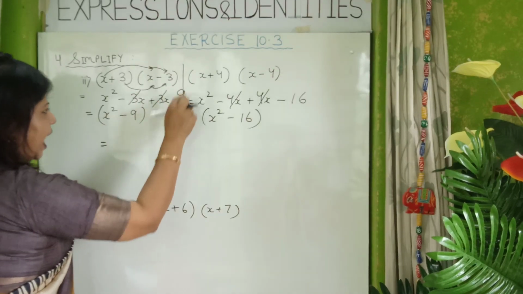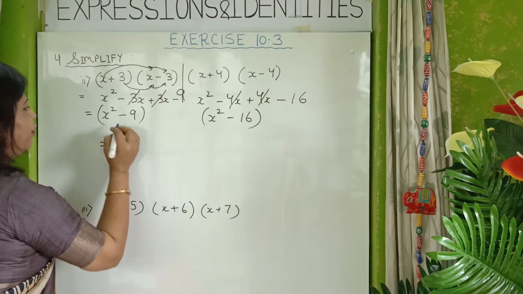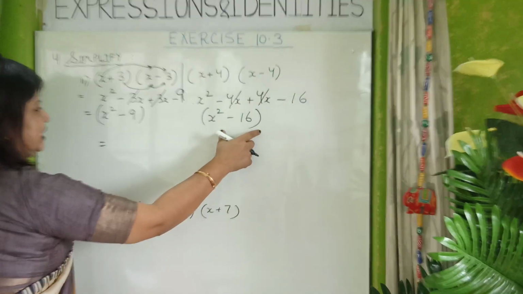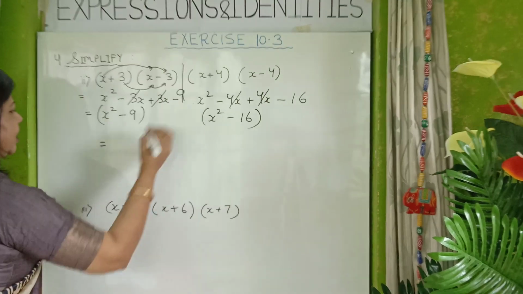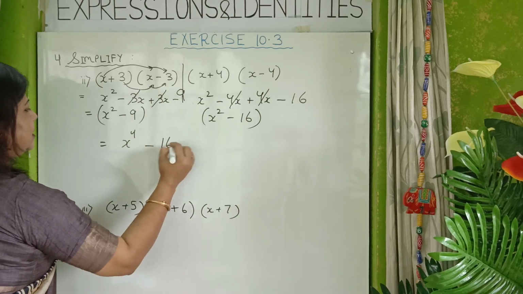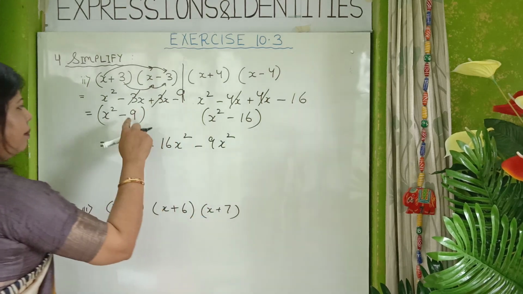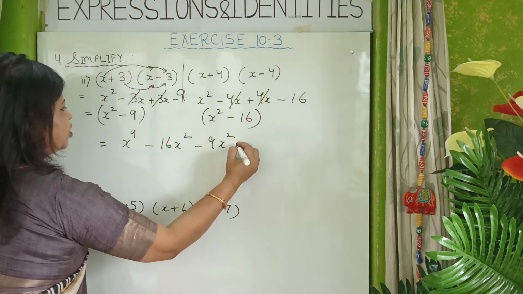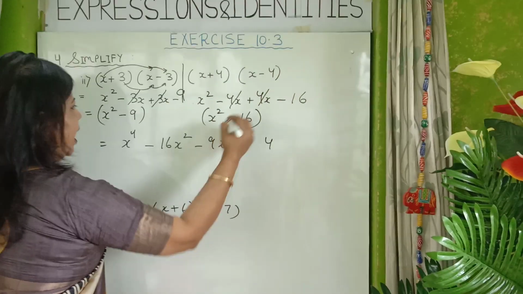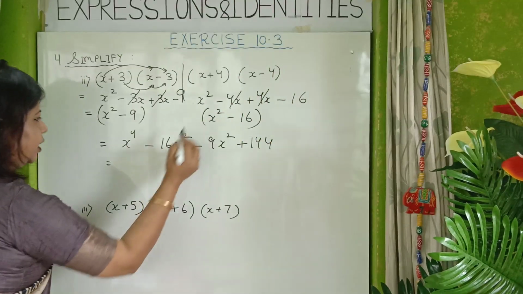Now you solve this as we are removing this equal to sign here because this is the same expression. Now what are we doing? Now we have to multiply x square minus 9 with x square minus 16. So we proceed. x square into x square, x to the power 4. x square minus 16 x square. Then with minus 9 x square. Minus 9 into minus 16. Minus minus plus. 9 into 16. 9 6s are 54. 9 1s are 9. 10, 11, 12, 13, 14. 144.